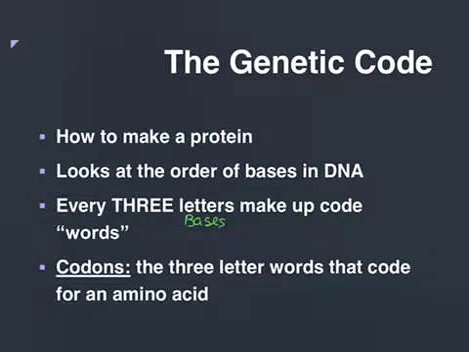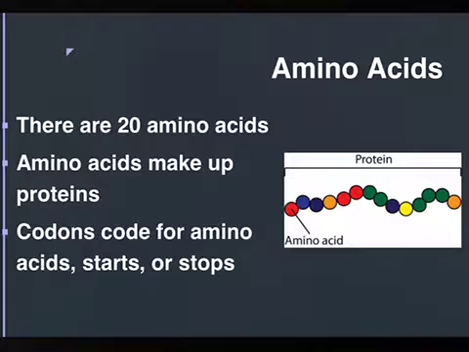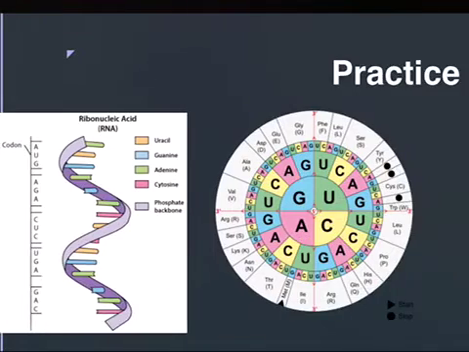makes up code words. And these code words have a special name, and they're called codons. And every 3 letters will code for a specific amino acid. So amino acids, there's only 20 of them, and they make up the proteins, and the codons code for the amino acids, or it could tell us when to start making a protein, or when to stop making the protein.